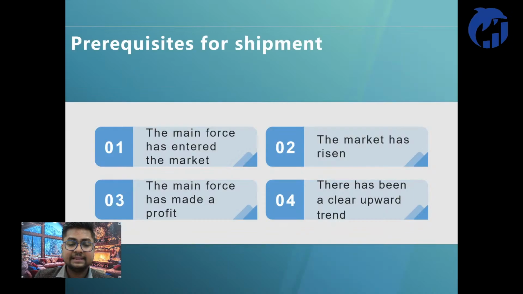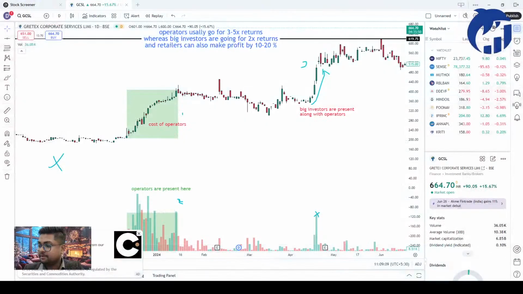If we look at the 31st slide, this is the last slide, the prerequisite for shipment. So this is the last slide. Just make sure you understand it quickly. The main force has entered the market. First of all, the main force will be entering the market. Secondly, the market has risen. I will make you understand with an example from TradingView.